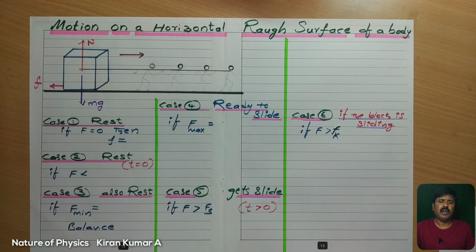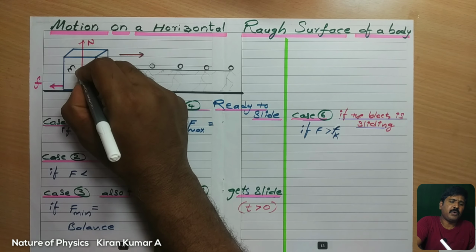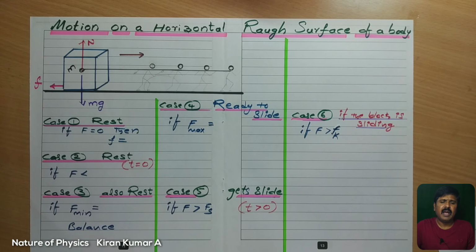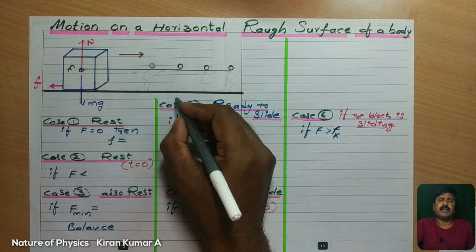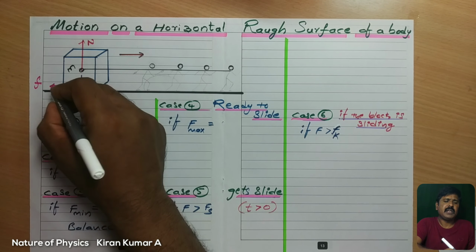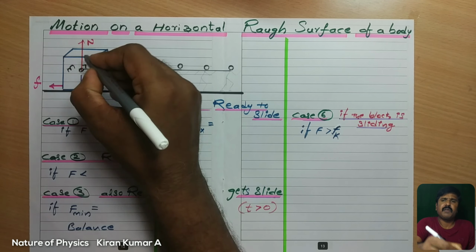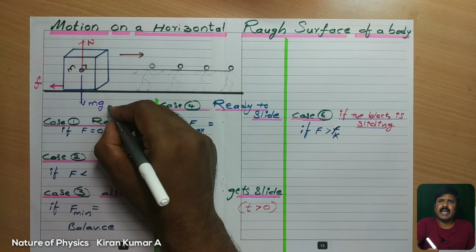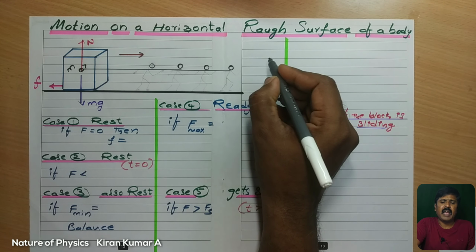Okay, students. Now consider a block of mass m. O is the center of the block, and here a person is applying a force, pulling it. So a frictional force develops in the opposite direction, the normal reaction is perpendicular to the surface, and mg always acts in the downward direction, students. We will have different cases.